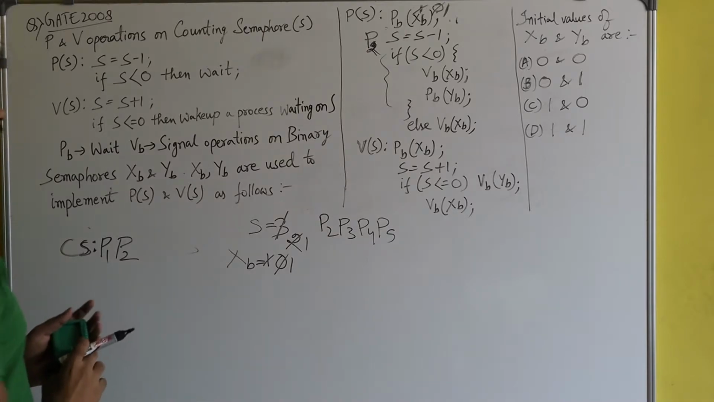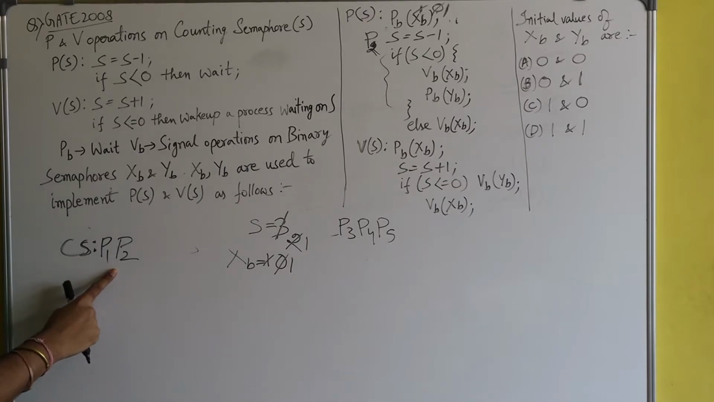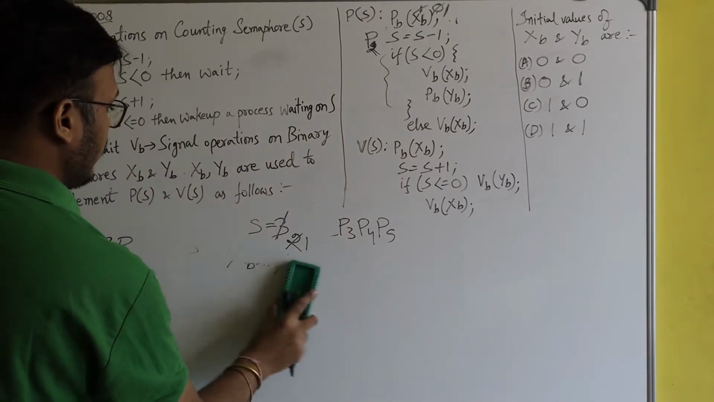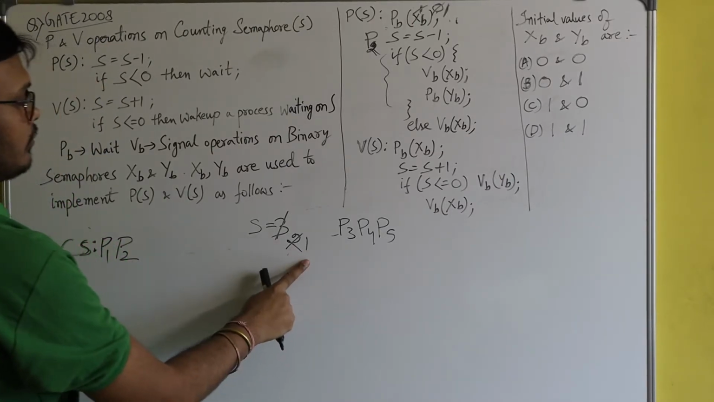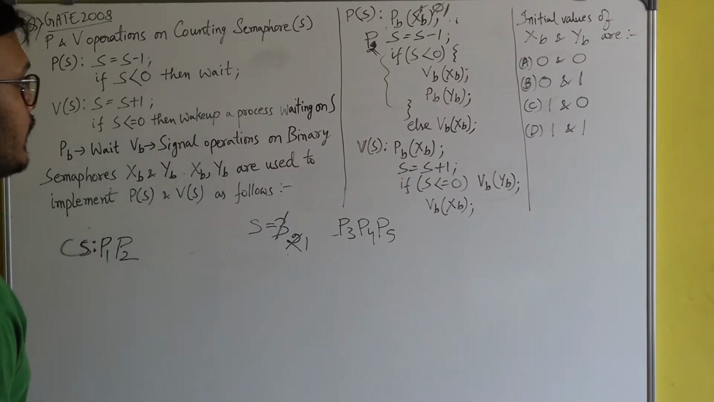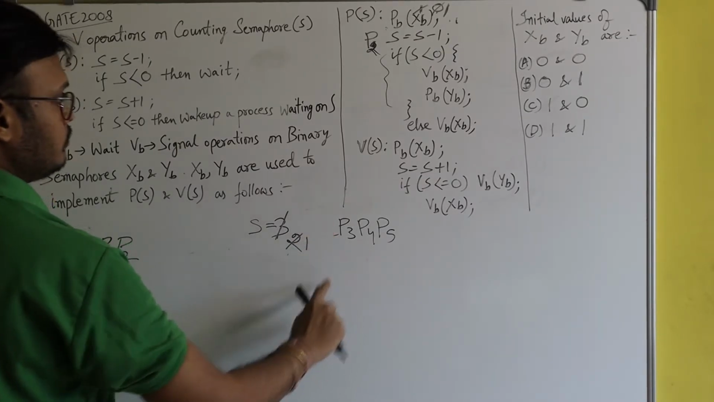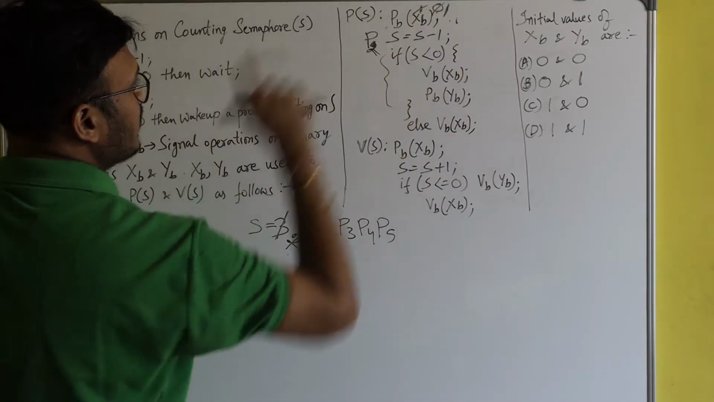I am removing P2 from here because P2 has got the entry inside the critical section. Here you see the value of semaphore has become 1. It means one more process can enter inside the critical section. Also, due to this signal operation, the value of XB has become 1.